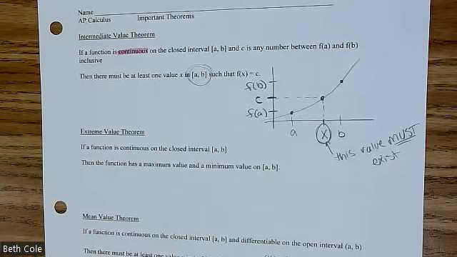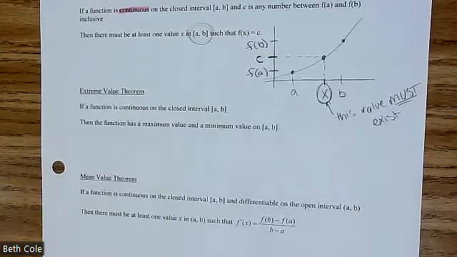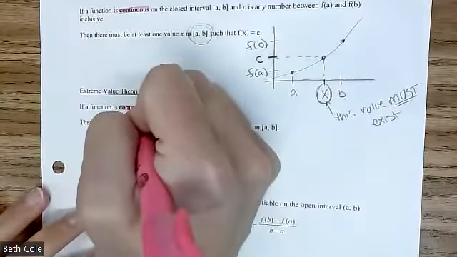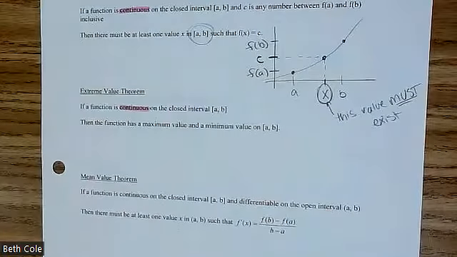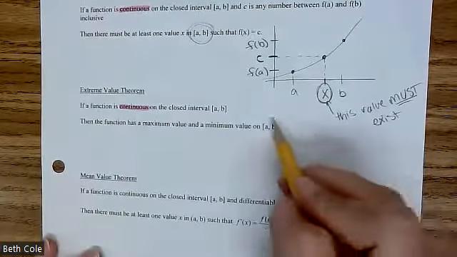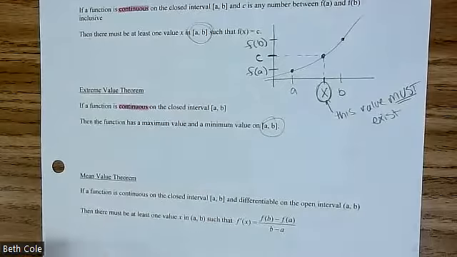Extreme value theorem. Extreme means extremes, maximums and minimums. If a function is, all right, let's highlight the condition, because if the condition's not met, you can't use the theorem at all. So if a function is continuous on the closed interval a to b, then the function has a maximum value and a minimum value on a to b. And again, notice that there's those brackets there.